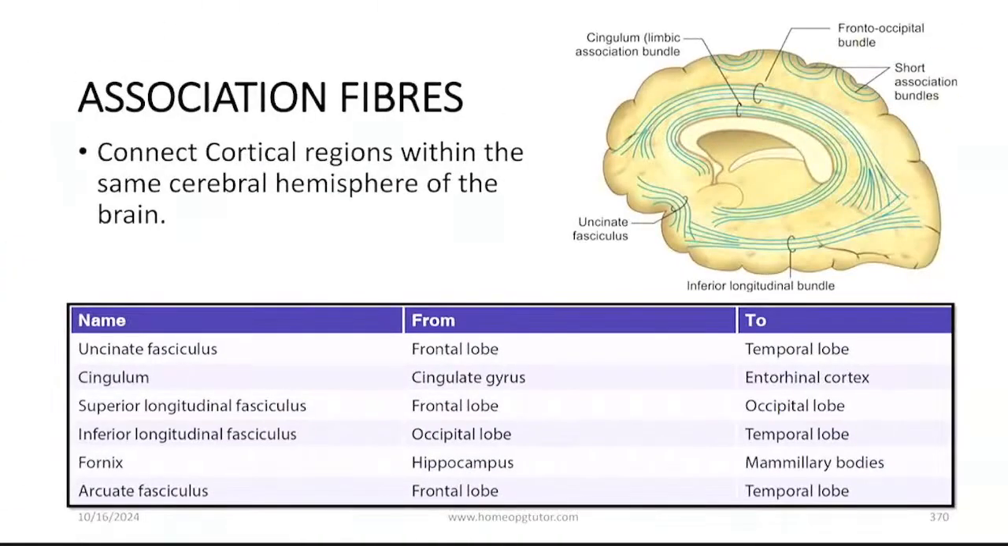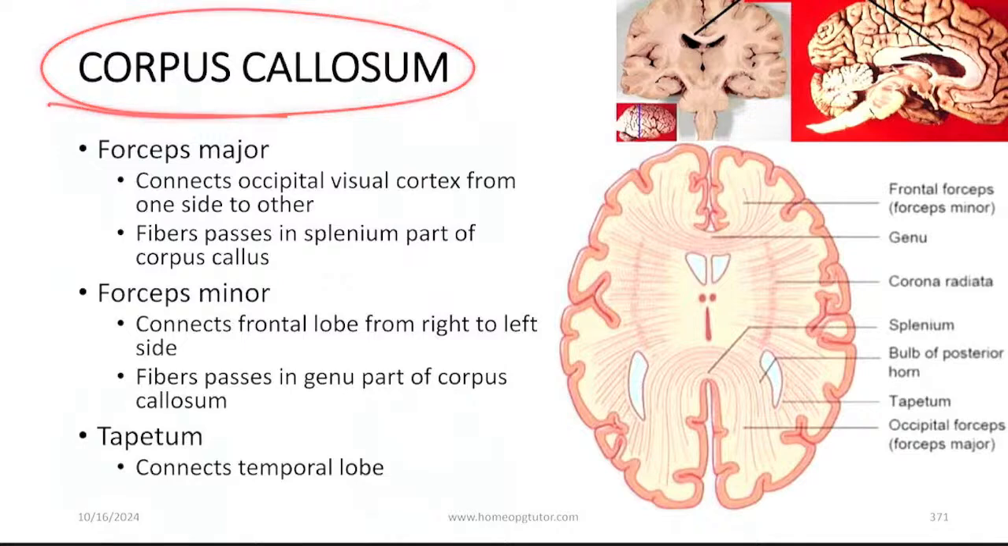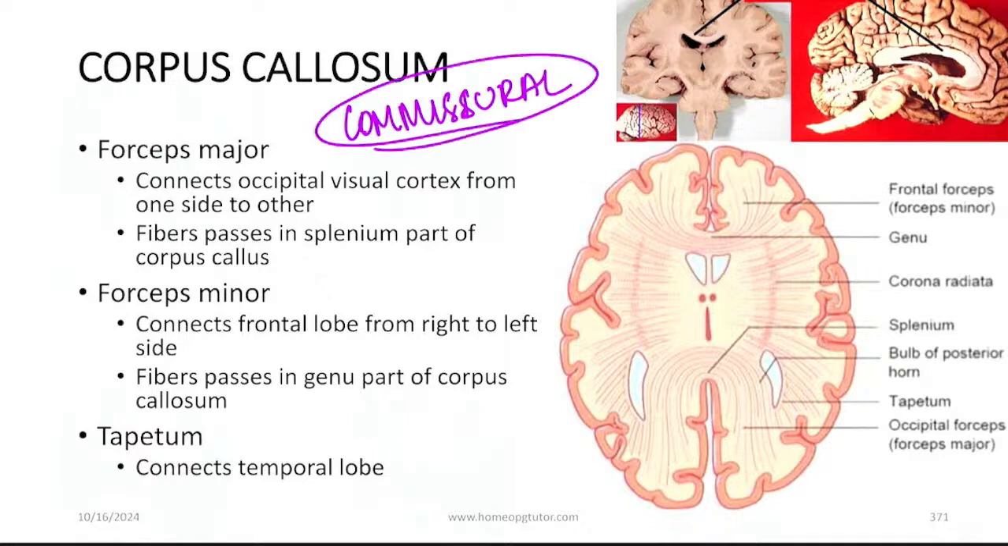Again, we have major types of association fibers. These are the names. It might be a little difficult to remember. No worries, you don't have to mug up everything. Just remember what association fibers are. If you remember the corpus callosum, that is enough. Corpus callosum is what kind of fiber? It is a commissural fiber, right? If you remember that, that is enough.